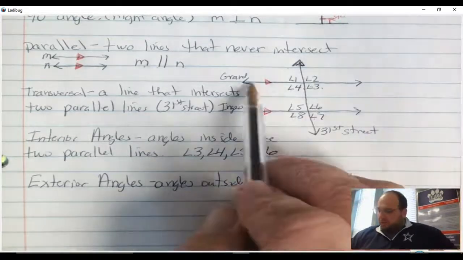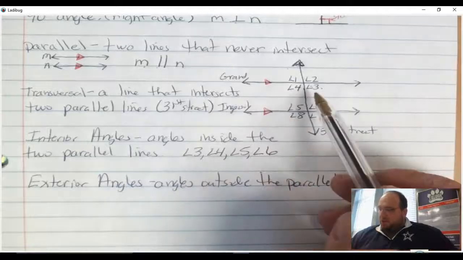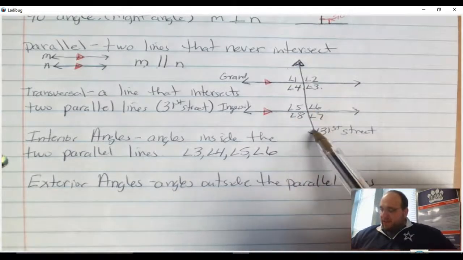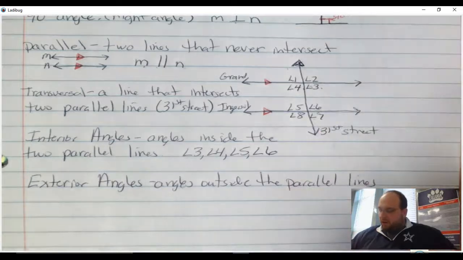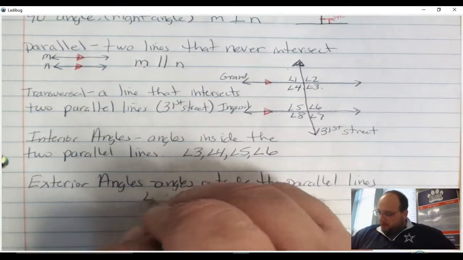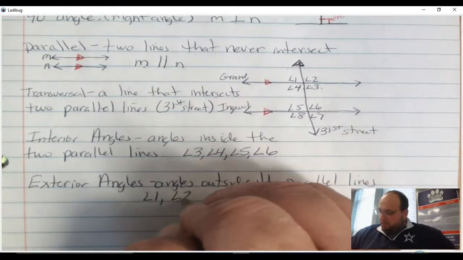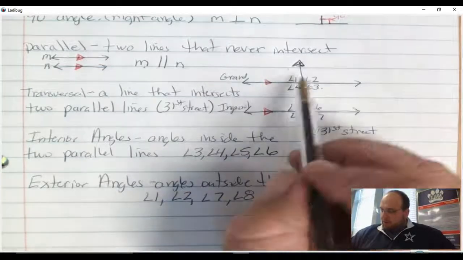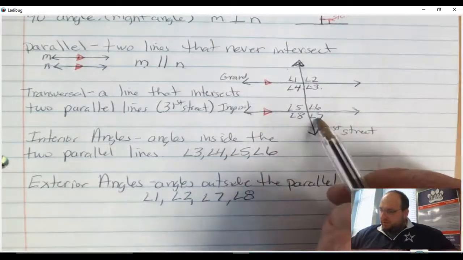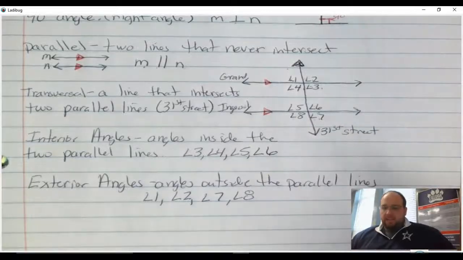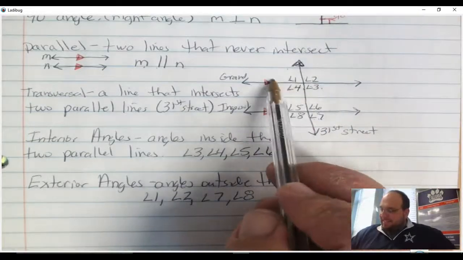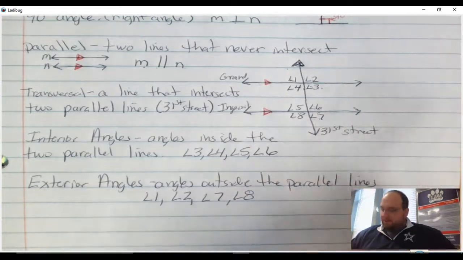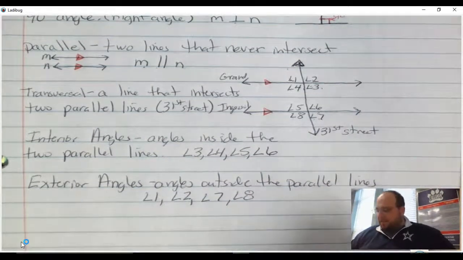So here's our two parallel lines, Grand and Ingersoll. Basically I want the angles that are completely south of Grand and the angles that are completely north of Ingersoll. So those would be angles 1, 2, 7, and 8. Angles 1, 2, 7, and 8 are exterior angles because they are outside of the Grand and Ingersoll parallel lines. So those are the ones that are on the outside looking in.